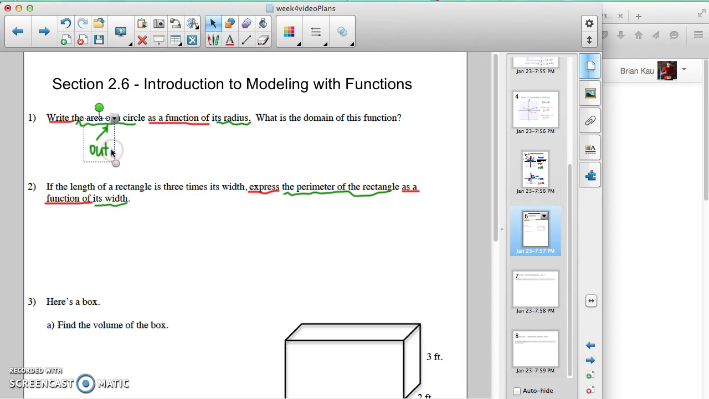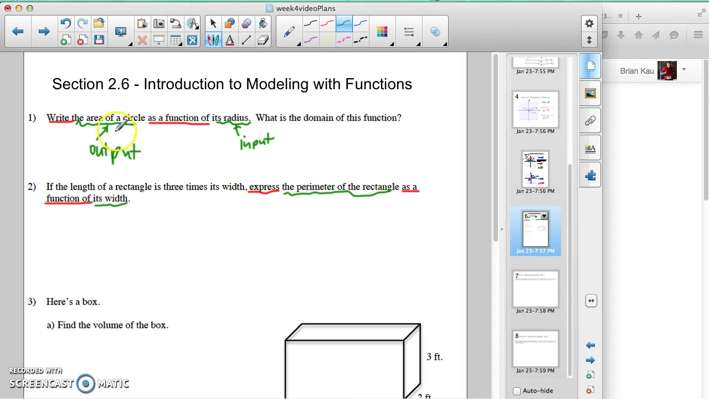So your output is your range values here. What values come out of the function. You're going to put into the function the values that are at the end of the statement, which are the radiuses. The radii in this case, that's your input. These are also called the independent variable. So the input is the independent variable and the output is the dependent variable.